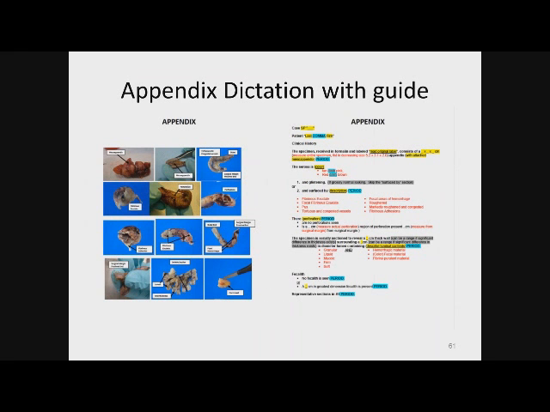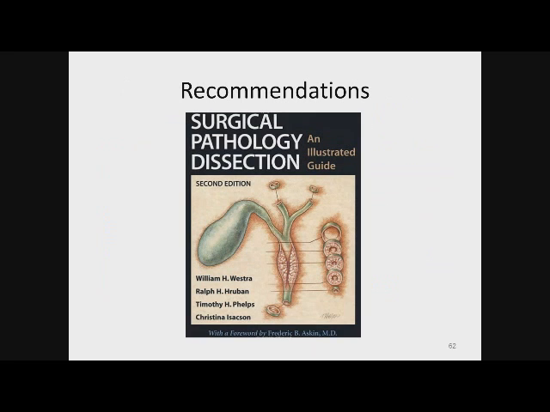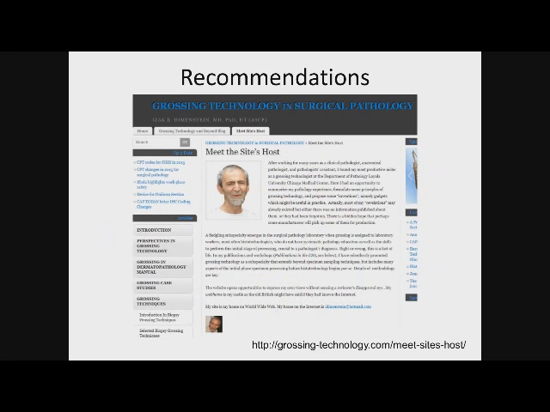These guidelines are oftentimes posted at the grossing site, which include pictures of what might be seen in a typical tissue of that type, and fill-in-the-blank guidelines for the dictation process itself. I would also highly recommend the textbook Surgical Pathology Dissection: An Illustrated Guide. I have the first edition. The second edition is now available. It talks through the grossing process of each individual tissue that might be seen in the gross room.